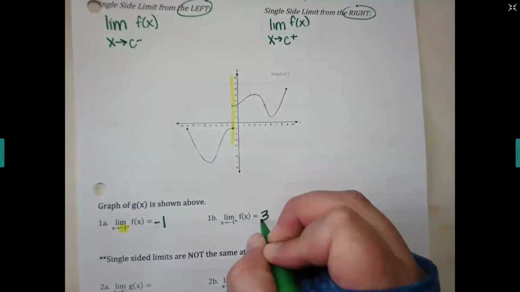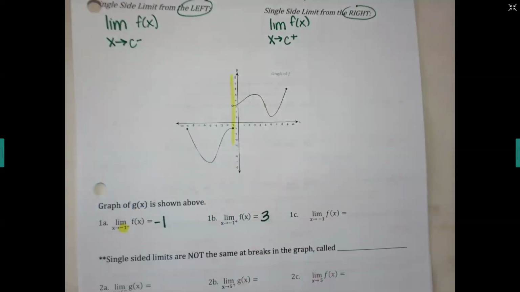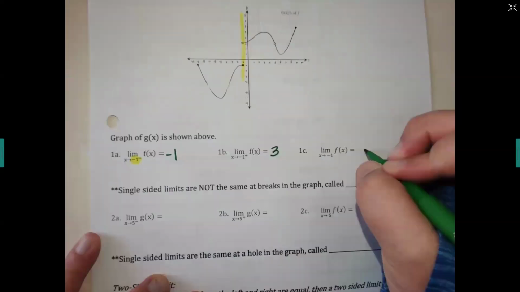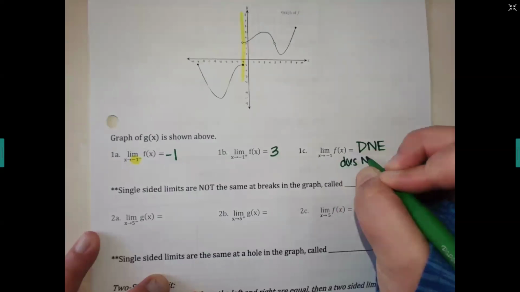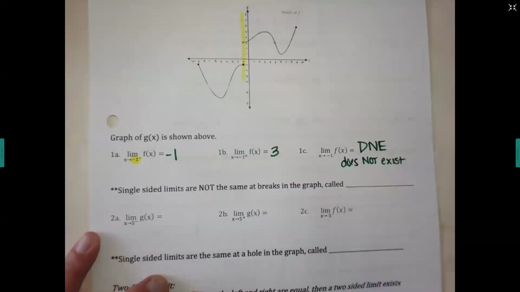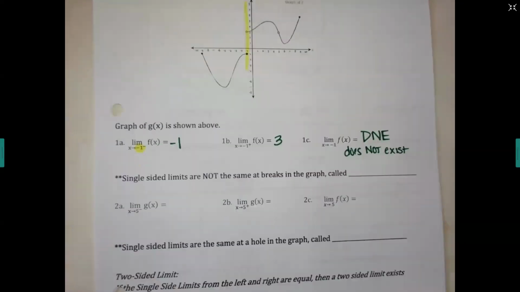Now, if those two values match, you would say that you have a two-sided limit. So a two-sided limit is where you don't put a little plus or a little minus. You would check both of those and then make sure that they match. Now, in this case, did they match? No, so you're going to put DNE. That stands for does not exist. The only way that a two-sided limit can exist is if the left and the right are both approaching the same spot.